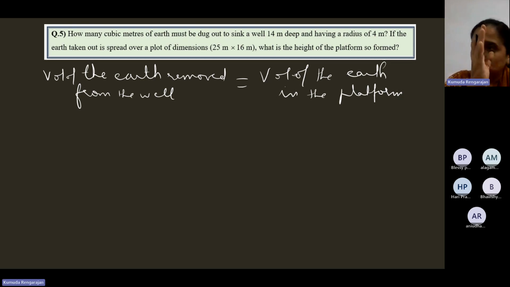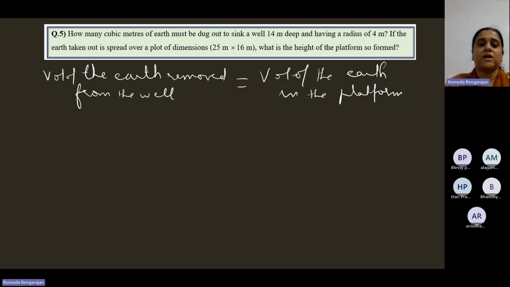When you change something from one solid to another solid, their volumes will be the same. Nothing else need be the same. Maybe, but the volumes will always be the same. When a solid is transformed from one form to another, say you have something in the form of a cylinder, then you melt it and recast it in the form of a cone, their volumes will be equal. Surface areas may change. That's what is here: the volume of the earth removed from the well is equal to the volume of the earth in the platform.